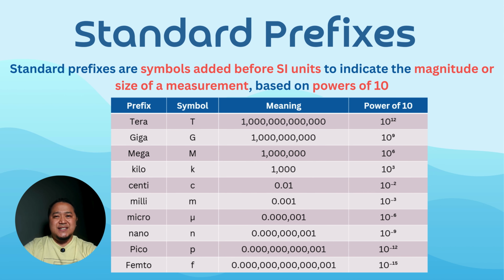Standard prefixes. We use prefixes to show very big or very small values. For example, kilo means 1000 and milli means 0.001. These prefixes make it easier to write and read large or small numbers. Tera, 10 power of 12. Giga, 10 power of 9. Mega, 10 power of 6, and so on.